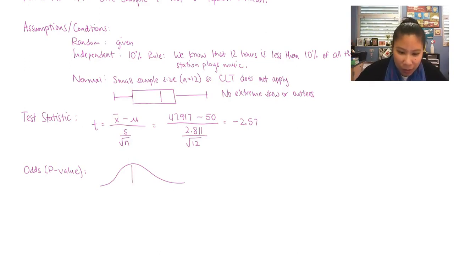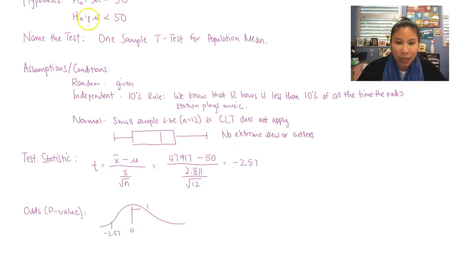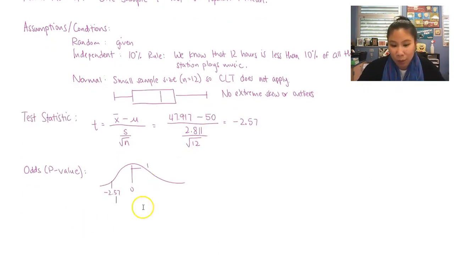So our t-distribution has a mean of 0, standard deviation of 1 again. Our t-score was negative 2.57. And our original alternative hypothesis was that mu was less than 50. So we're trying to see numbers that are going to be smaller than this as well. We also said normally you shade away from the mean.